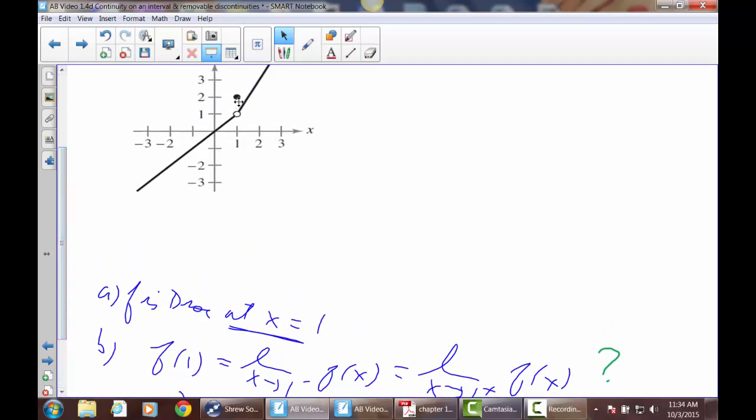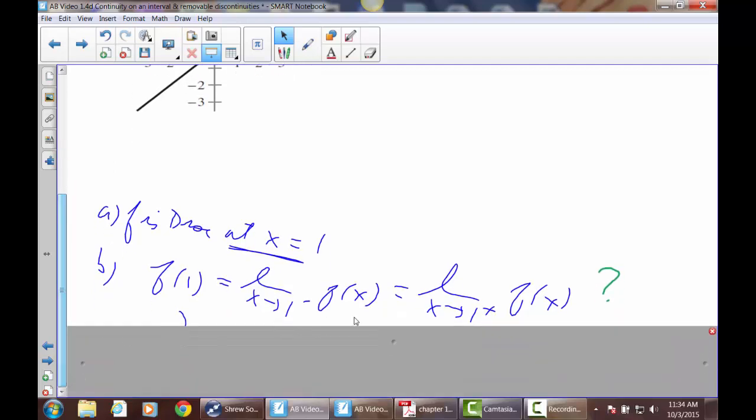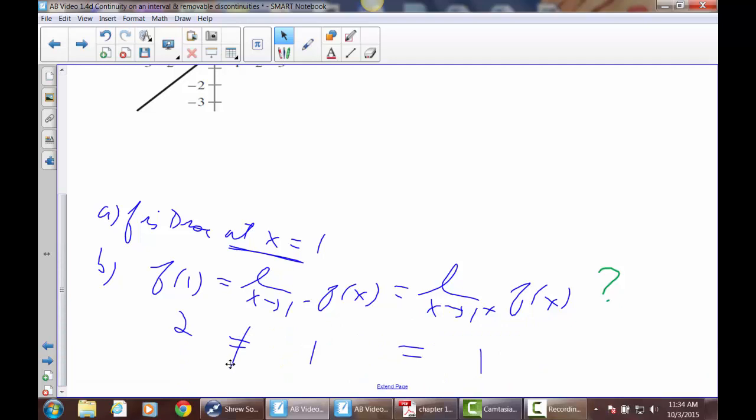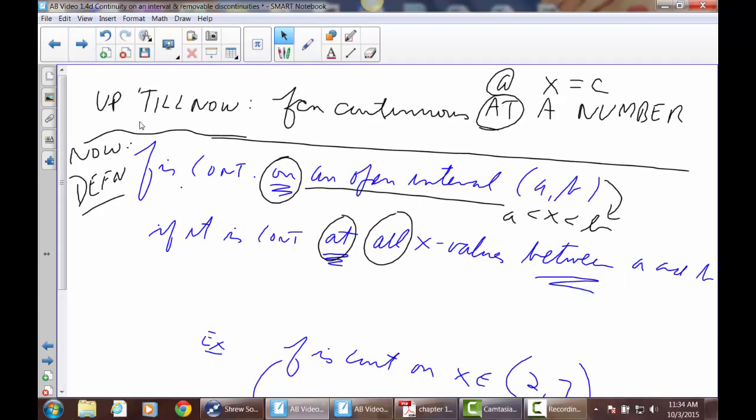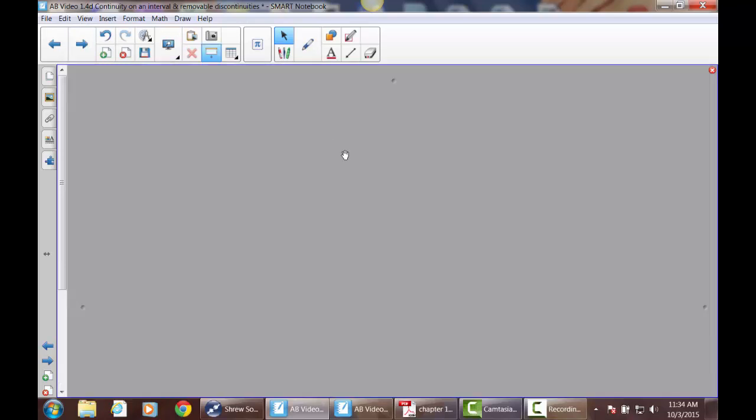Now, in this case, f of 1 actually does exist. It is 2, because there's a point right here. But the limits as x approaches 1 from the left and from the right approach a height of 1. So you're basically saying, is 2 equal to 1 equal to 1? Well, of course, this is not equal, and that's why it's not continuous there. Okay, we're now moving on.